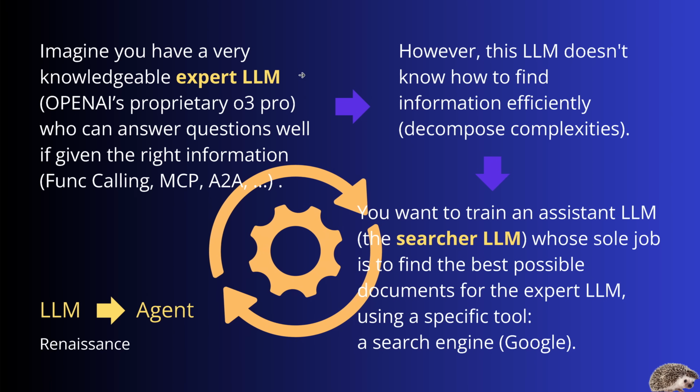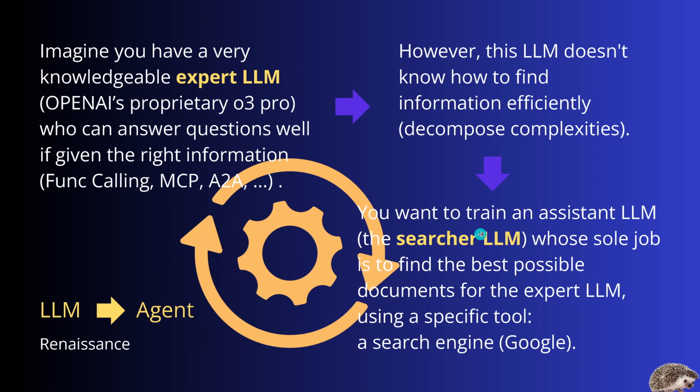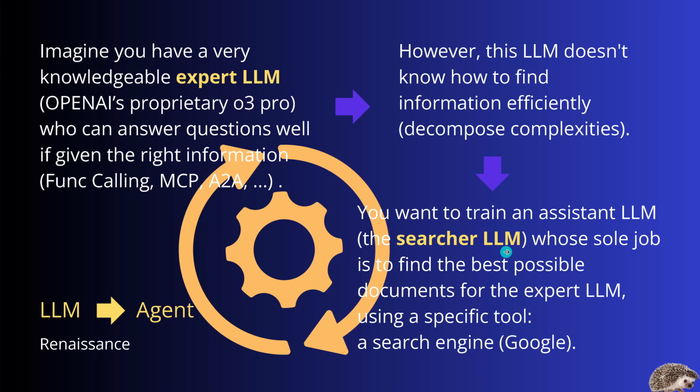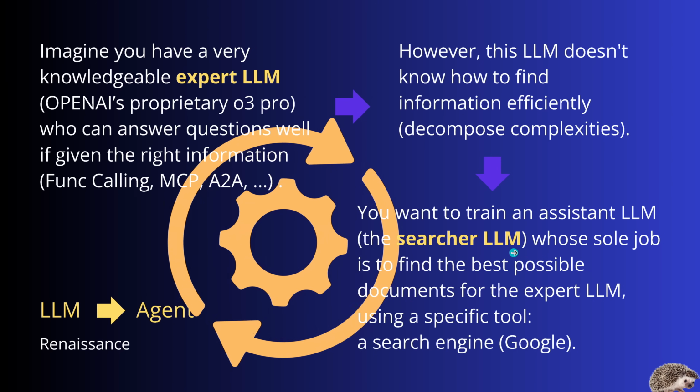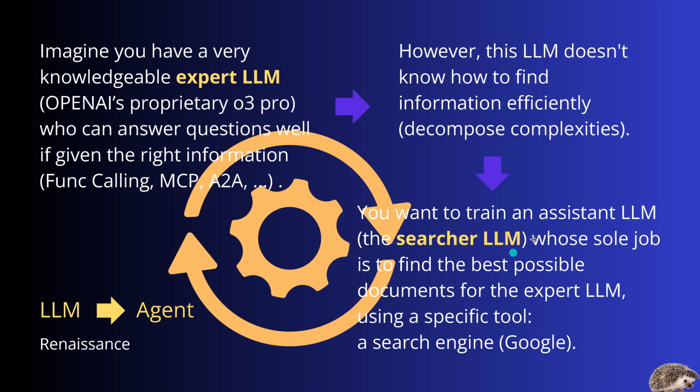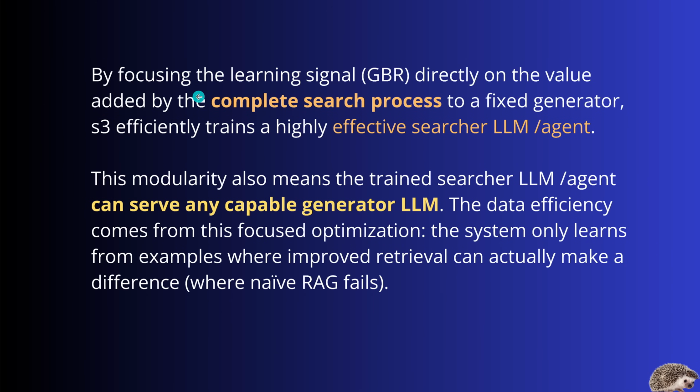But you say, no problem, because I have other agents here in my cluster. And if you now optimize the search LLM, this will do a lot of the work for you and you can get some significant performance increases. So let's have a look at this. By focusing the learning signal directly on the value added by the complete search process to a now fixed generator, like an OpenAI model whose weights I cannot access, we have a new method. It's called S3. And this efficiently trains a highly effective search LLM or search agent for RAG with a fixed generator LLM.